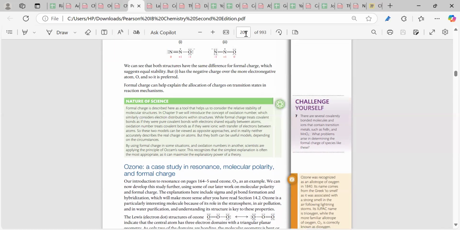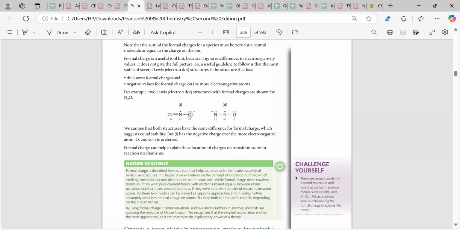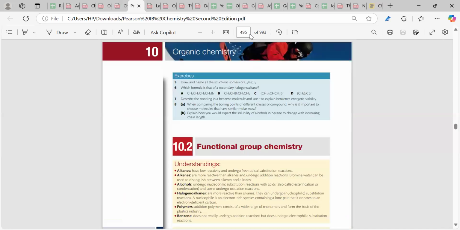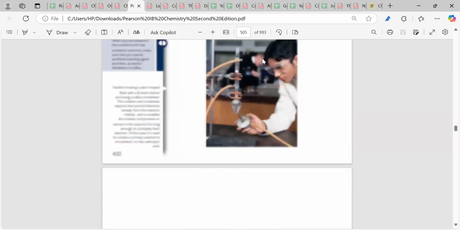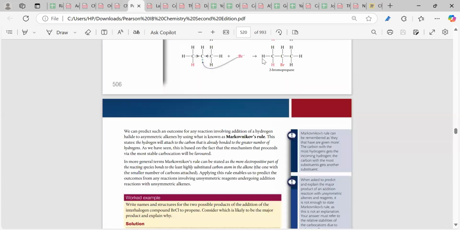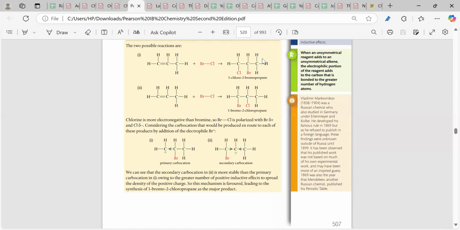This comes in the exam, right? Just 1 minute. Give me a minute. This is 495. Just 1 minute.